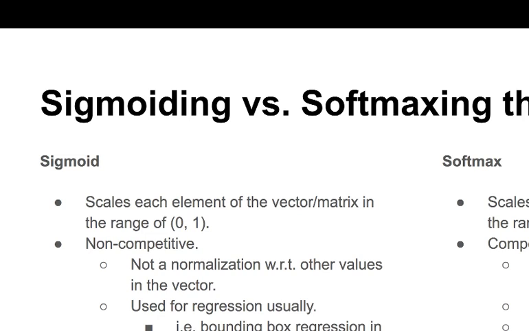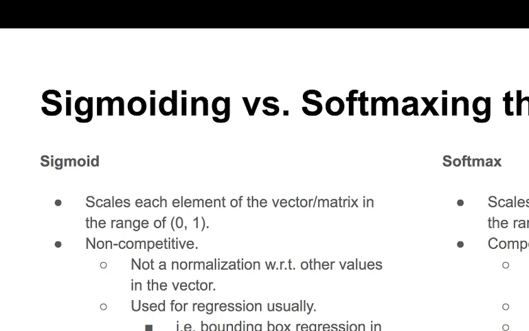The whole idea of a sigmoid is that it scales each element of the vector and matrix in the range of 0 and 1, right? And the whole idea is that it's non-competitive. So like I said, it's that value right there, and it's not a normalization with respect to the other values in the vector.